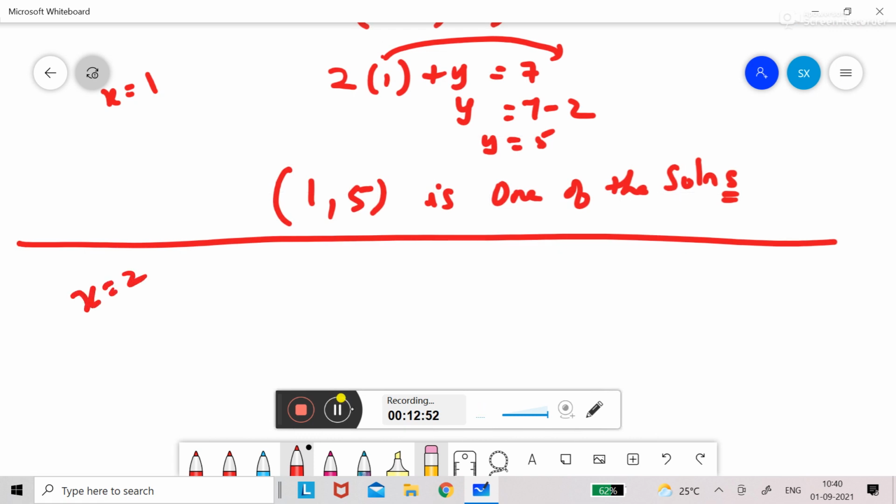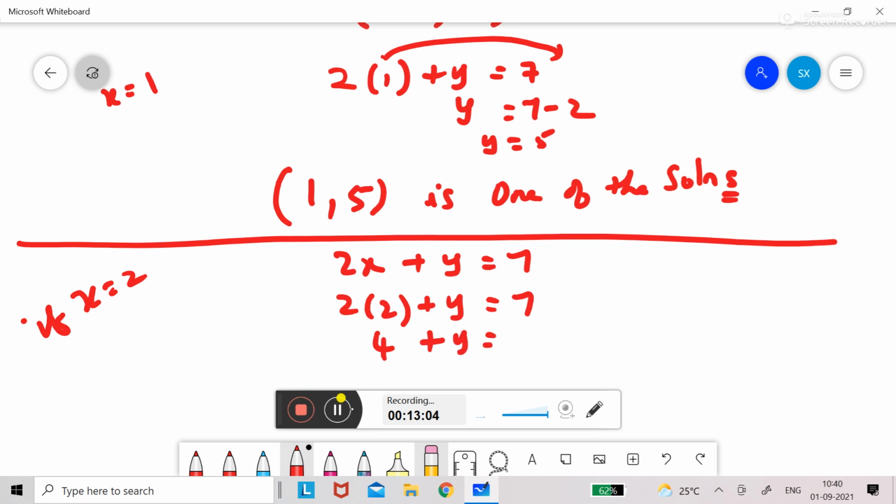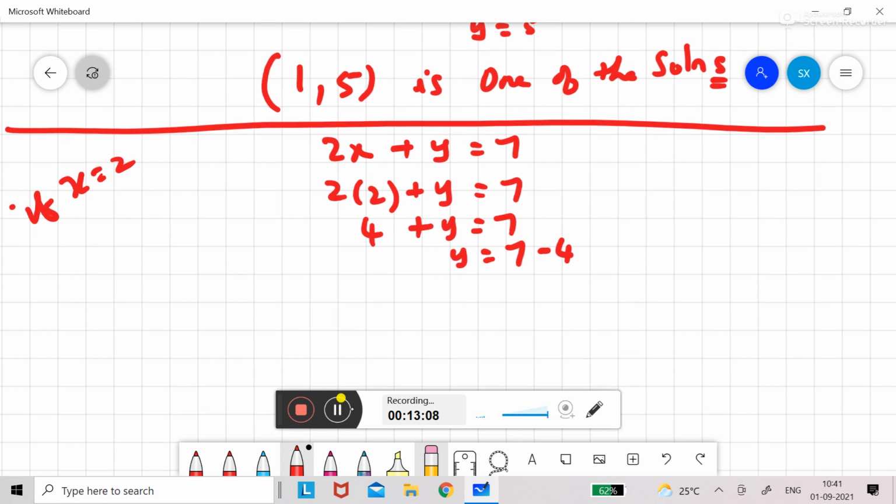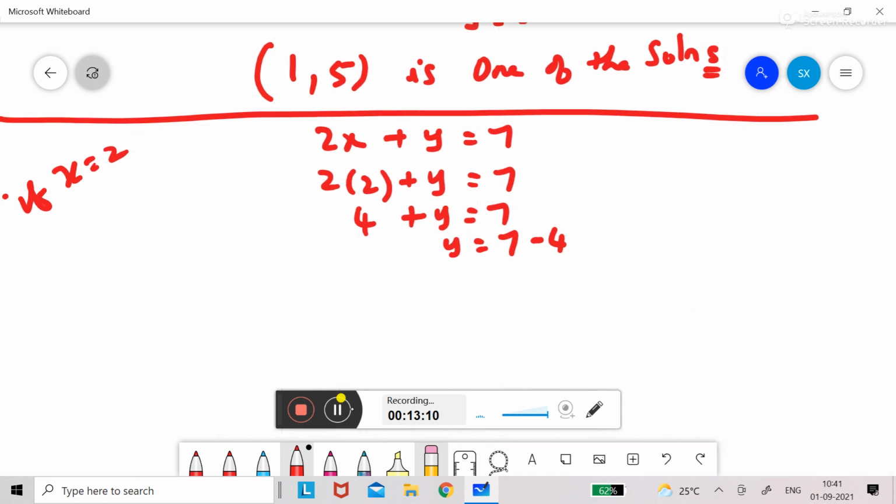So if x is equal to 2, in the same equation 2x plus y is equal to 7, right? 2 into 2 plus y is equal to 7. 4 plus y is equal to 7. y is equal to 7 minus 4. This plus 4 will become minus. Plus will become minus, minus will become plus. Multiplication will become division, division becomes multiplication. Don't forget, when you cross the equal sign, you are crossing a very important border, the line of control. So y is equal to 3.